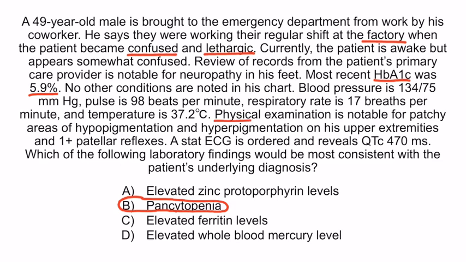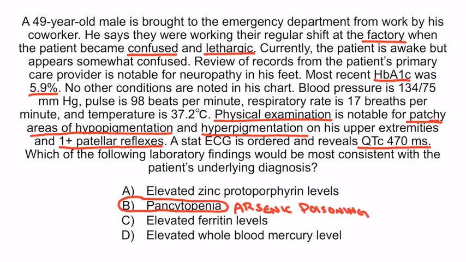And his physical examination is notable for patchy areas of hypo and hyperpigmentation, as well as a diminished patellar reflex. And the ECG shows QT prolongation. Putting all of the clues together, this patient most likely experienced occupational exposure to arsenic and developed pancytopenia as a result, which is why option B is the correct answer.